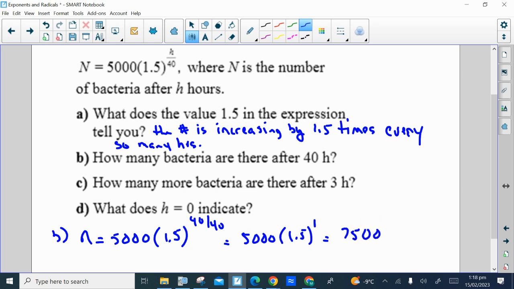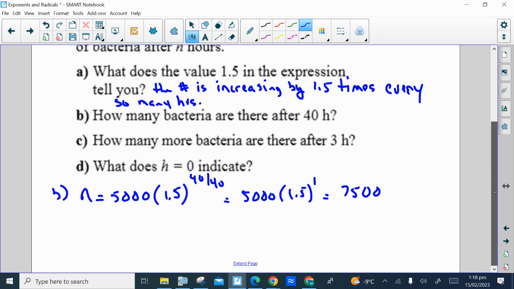This also tells us that the number of hours it takes for the number to increase by a factor of 1.5 is 40 hours. Okay, the number at the bottom tells us the time it takes for the base to happen. The base is 1.5, so the number of bacteria is being increased by a factor of 1.5 every 40 hours.